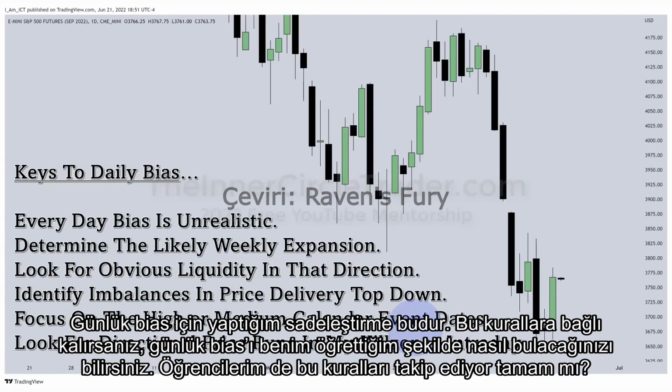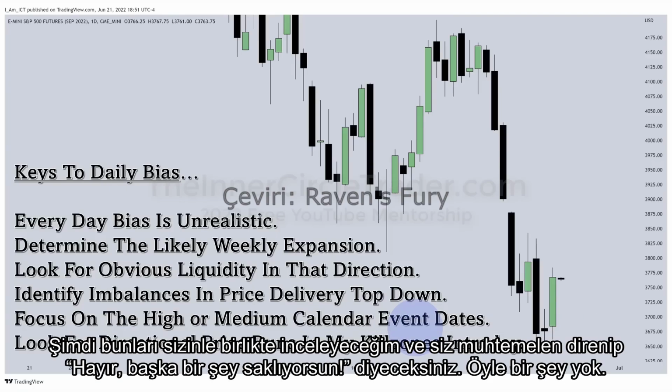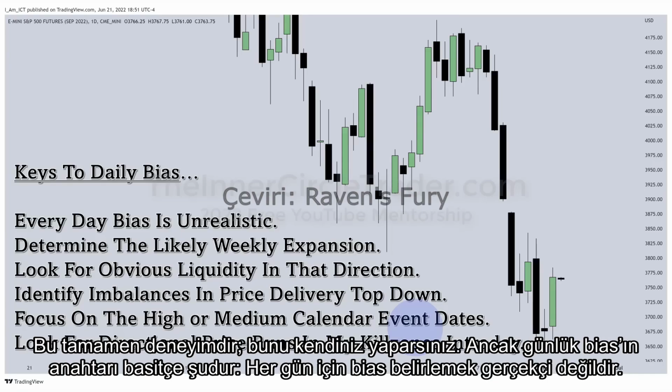This is the simplification that I make for daily bias. If you stick to these rules, you will know how to find daily bias as I teach it. My students follow these rules. Okay, I'm going to go through them with you, and you're going to be kicking and screaming and saying, no, there's something else you're holding back. There isn't. It's experience. It's doing it yourself. But the keys to daily bias are simply this.